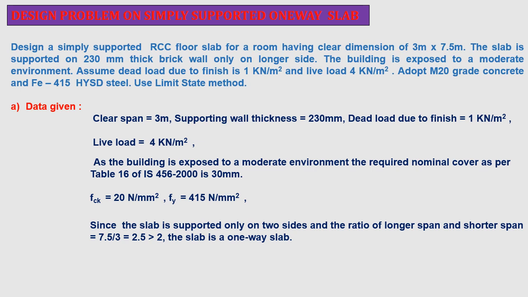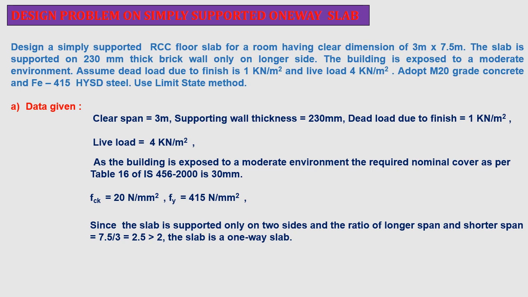millimeter. And since the slab is supported only on its two sides and the ratio of longer span to shorter span is greater than 2, the slab will be designed as a one-way slab. Now here you see the overall depth of the slab is not given. The overall depth D will be equal to effective depth plus nominal cover plus the dia of main reinforcement to be used in shorter direction.